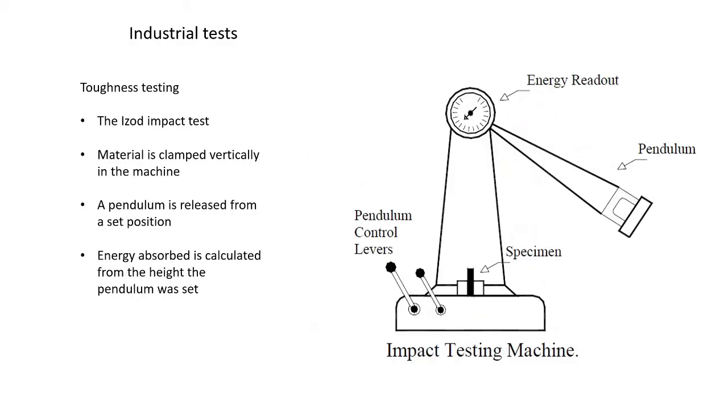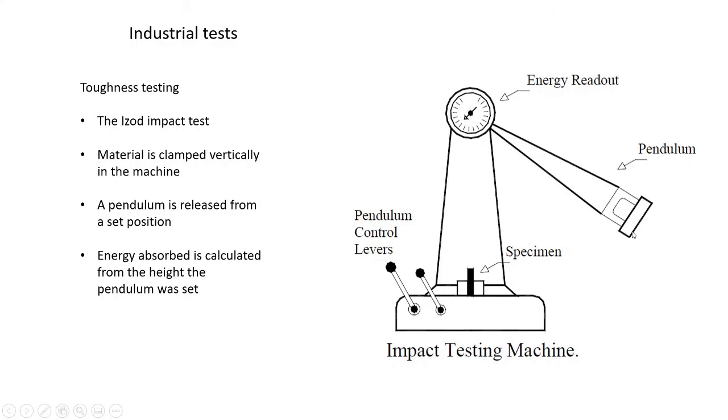Then you've got the toughness test. This is called the Izod impact test. The material is clamped into the middle, so it's right down there, clamped vertically in the machine. The pendulum is brought up. Now I said before about being able to do the test with a hammer on a pendulum. Same sort of thing, but the difference here is that you could bring the pendulum up and it would actually be locked in place.